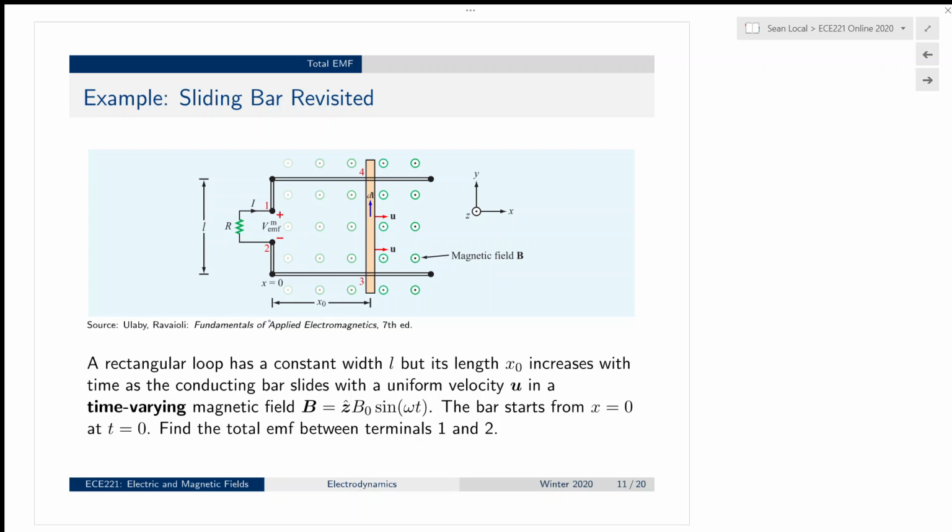To reinforce the idea of a total EMF, let's revisit the sliding bar example. Here we have the rectangular loop again with the sliding bar that moves to the right with a uniform velocity u, but this time it's placed in the time-varying magnetic flux density, with the B field being given by this expression here. So it's still directed in the Z direction. It's still uniform, but time-varying. So let's make a note of that. B is uniform with space, but time varying.